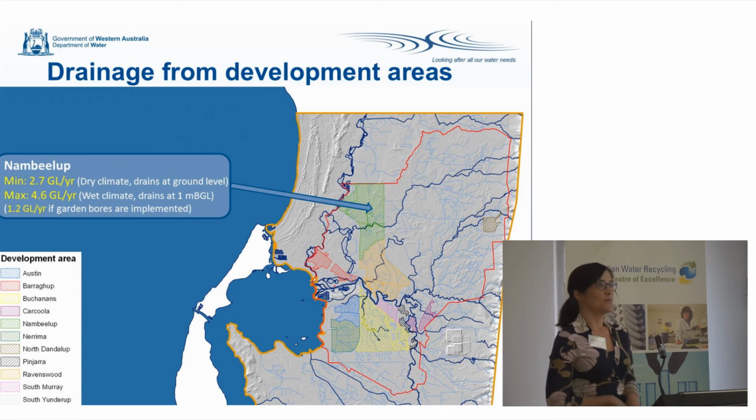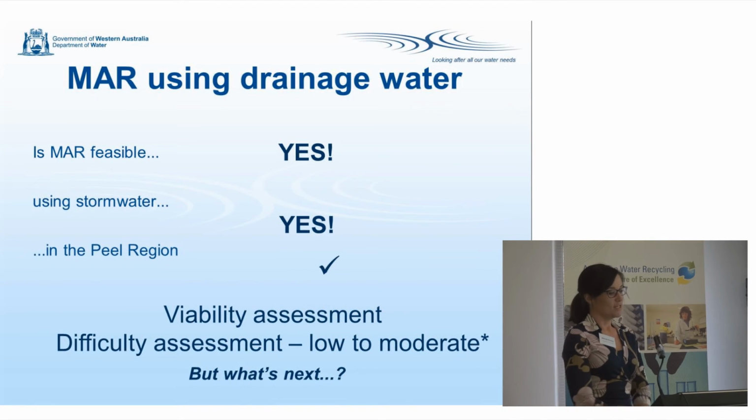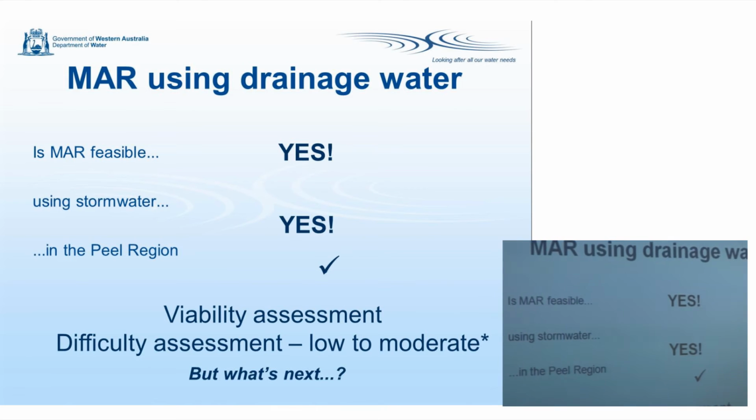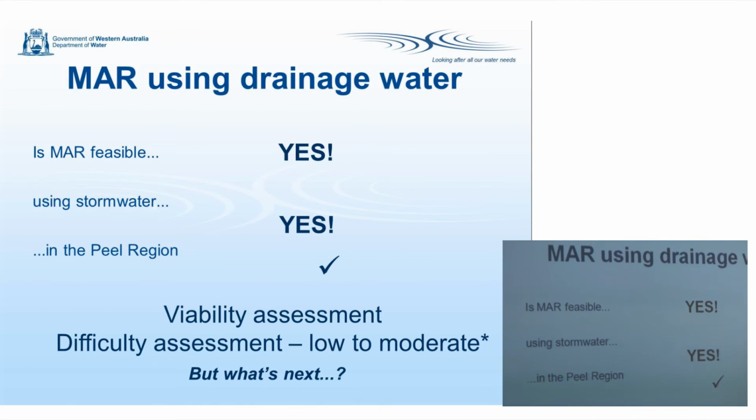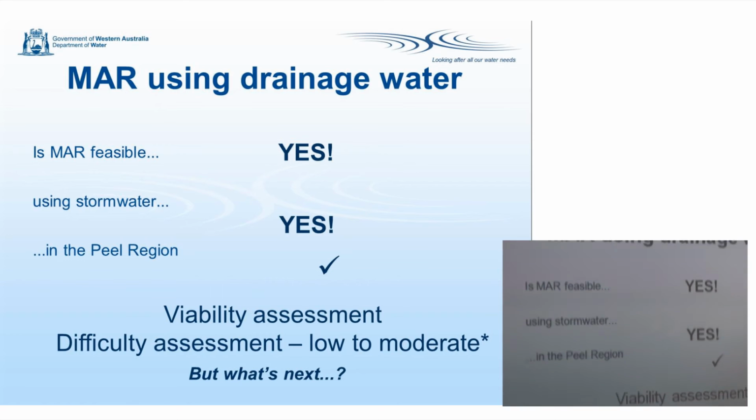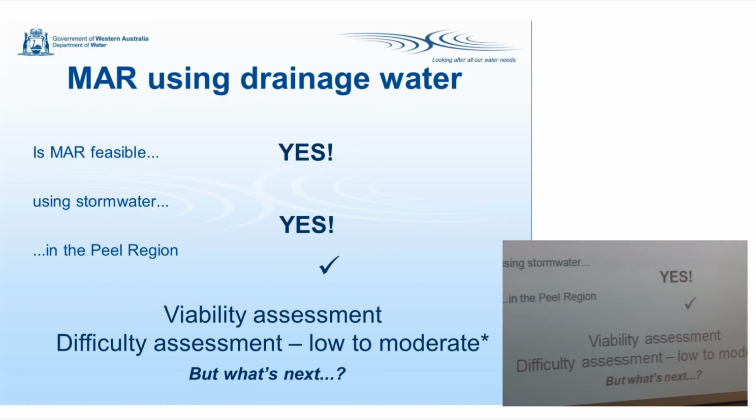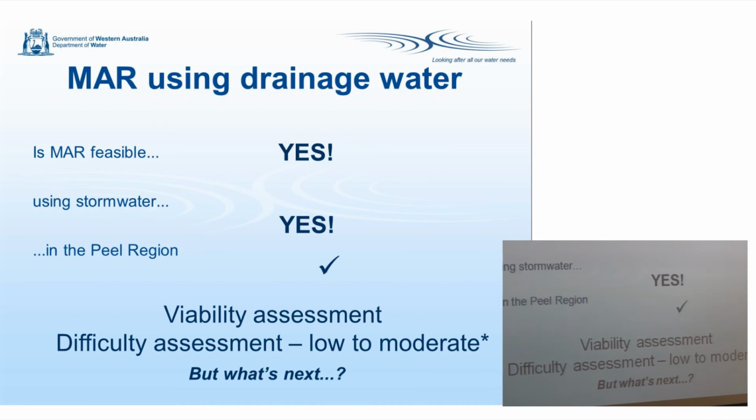And for the Nambuliup area, which is the project that I'm specifically talking about today, there's potentially between 2.7 and 4.6 gigs, given our regional modelling predictions. So the feasibility study determined that yes, we're pretty sure it's feasible. Yes, it's using stormwater in the Peel region. It has significant benefits for the environment as well, by stopping the release of highly phosphorus water entering into the Peel-Harvey estuary. Difficulty assessment was low to moderate.